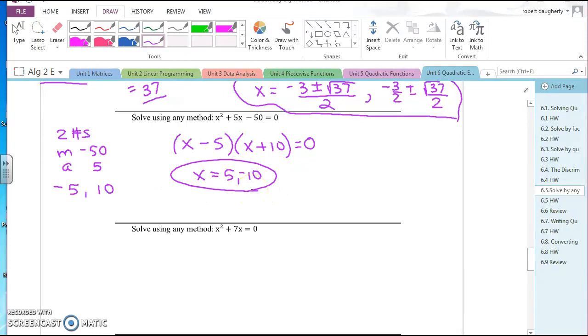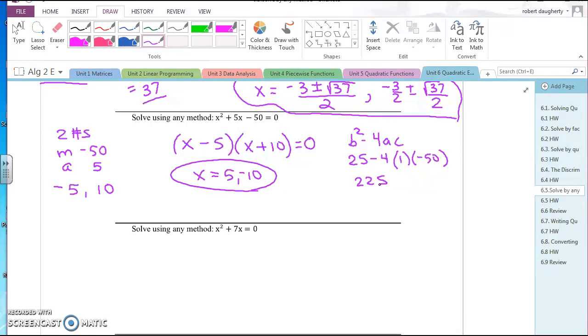Okay. Now, if you didn't see that, you could look at the discriminant. So you could figure out b squared minus 4ac. So if you look, b squared minus 4ac is going to be 25 minus 4 times 1 times negative 50. So that's plus 200. So I'm going to get 225. Okay. So 225, that's fine. And it looks like that is 15 squared. So it's going to work out.